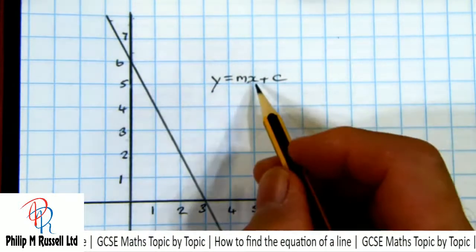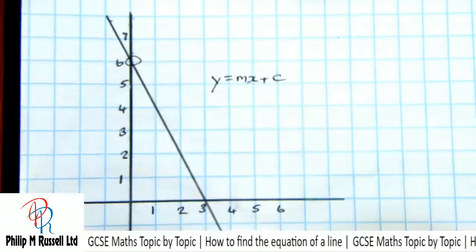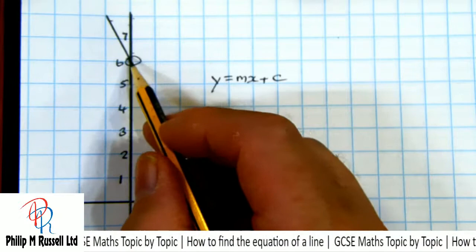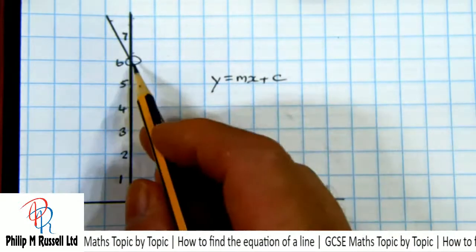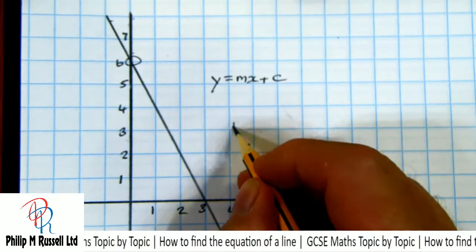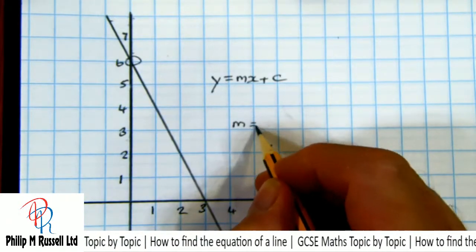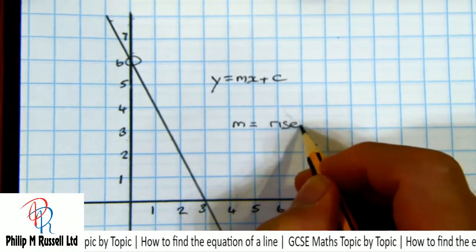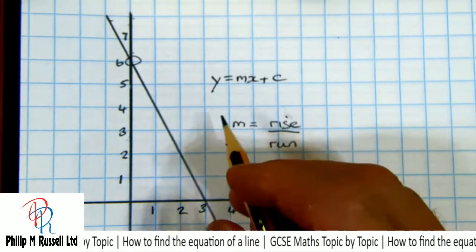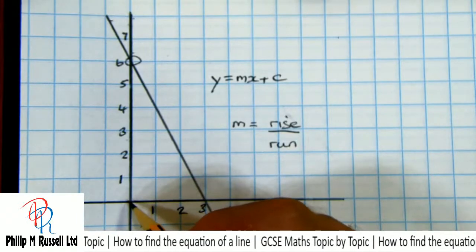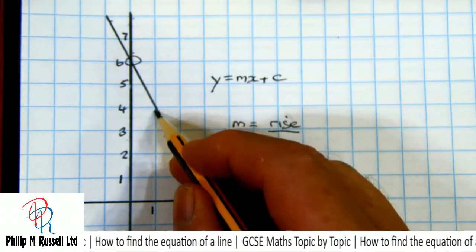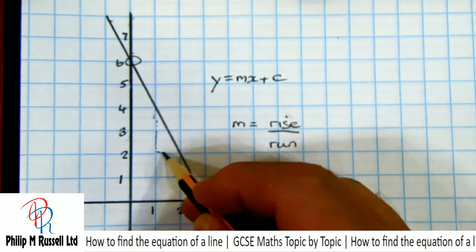Now it crosses the y-axis, the y-intercept. This is b or c, so we know that's going to be 6, but we're going to work out first of all m. M, we said, is the rise over the run. Our rise here is going to be, well, let's look at a certain bit here. Let's just look at this bit.